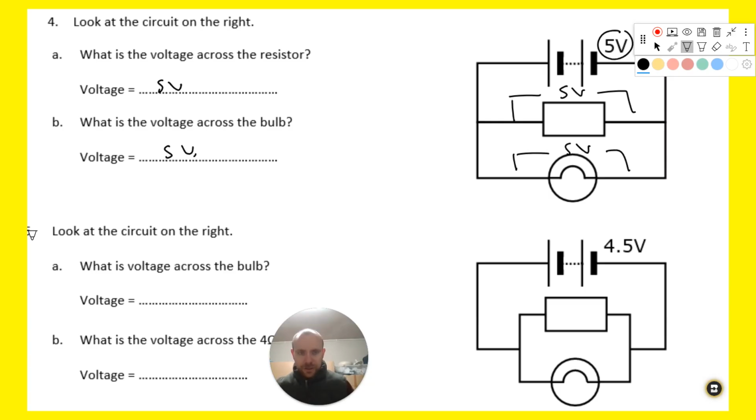Same again. These are also in parallel, just drawn slightly differently, but these are also in parallel with each other. So this is going to be 4.5 volts and 4.5 volts.